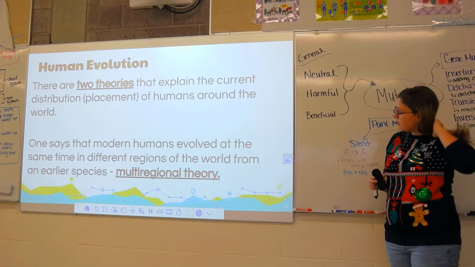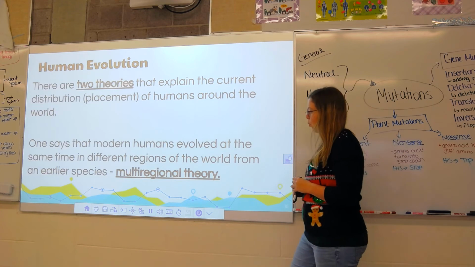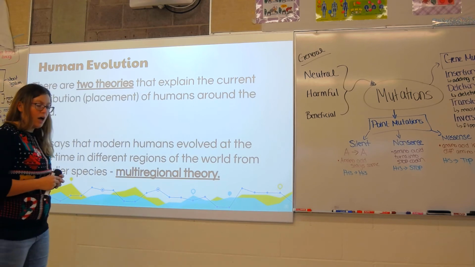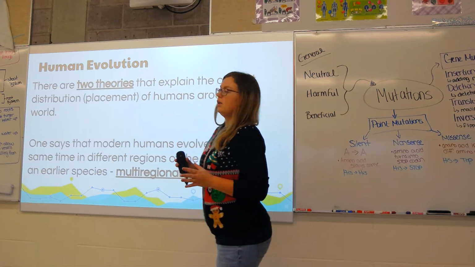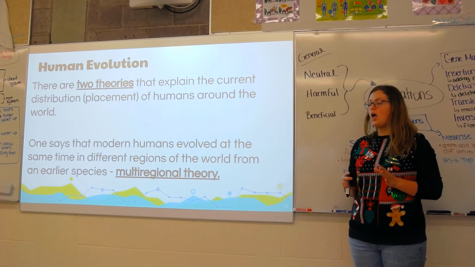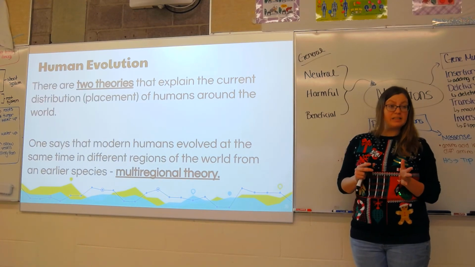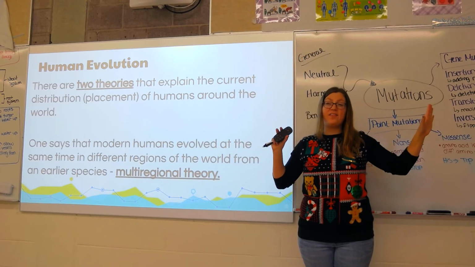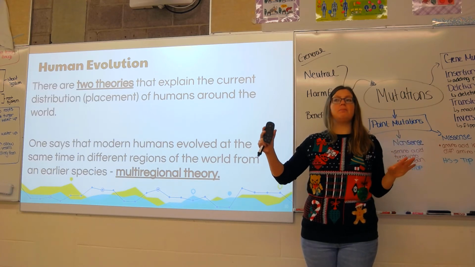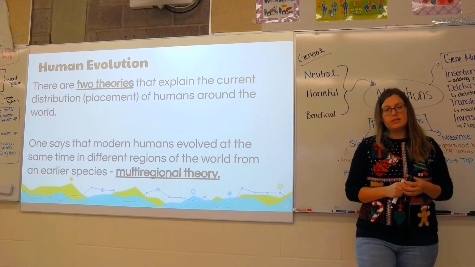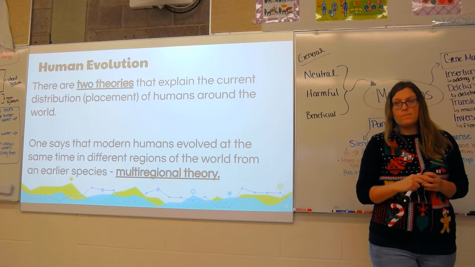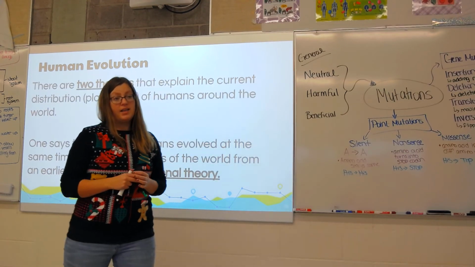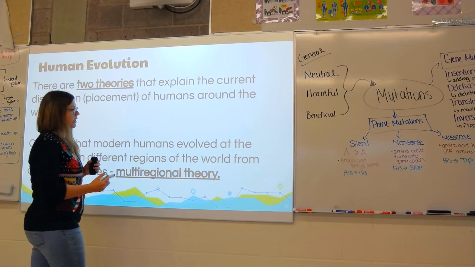So we do have two theories on human evolution. We have one called the multi-regional theory, and this one states that humans evolved at the same time in different regions of the world. So we had an earlier species, probably Homo erectus, and they dispersed to different parts of the world, and then they all happened to turn into Homo sapiens around the same time. This theory is not necessarily the more accepted theory when we're looking at evolution, but it is a theory that's out there, and there is some evidence behind it, so that's why it's called a theory.